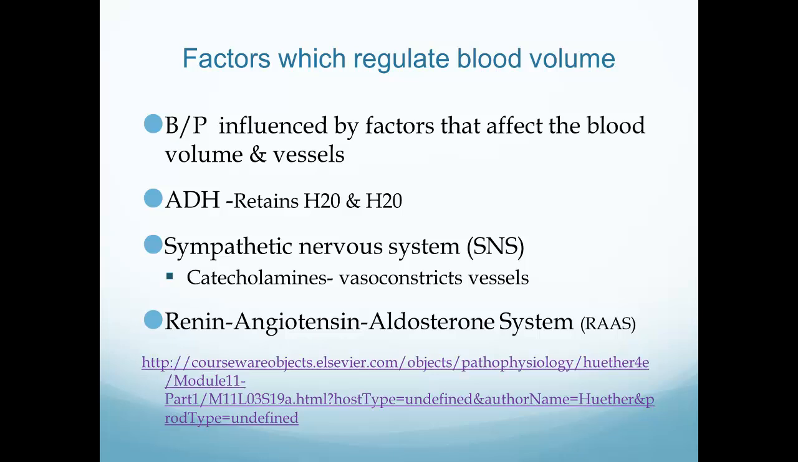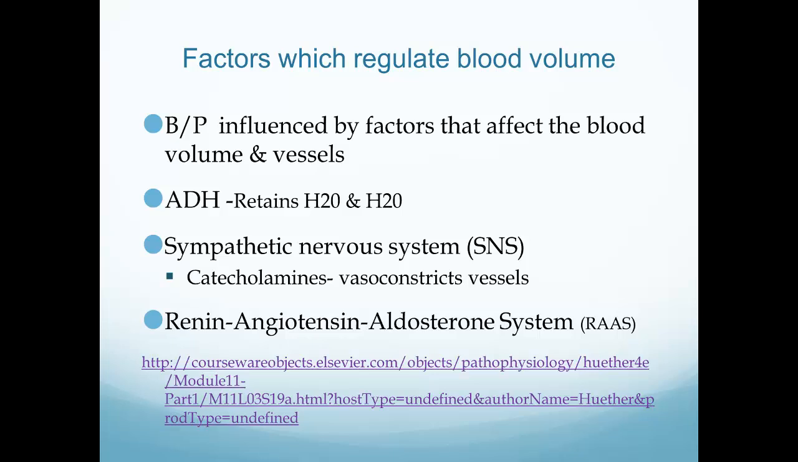So some of the factors that regulate the blood volume in our patient are going to be the blood volume in the vessels, ADH. Remember, ADH is going to help the patient to retain water. The sympathetic nervous system, and that's going to be by the function of the catecholamines, constricting our blood vessels, and the renin-angiotensin-aldosterone system. You're going to see this abbreviated in a number of different ways. Previously, we saw it abbreviated as RAA. In this case here, they're abbreviating it as RAAS. So this is the renin-angiotensin-aldosterone system.